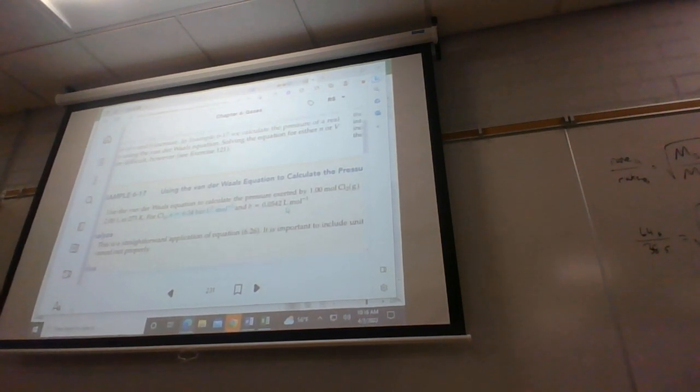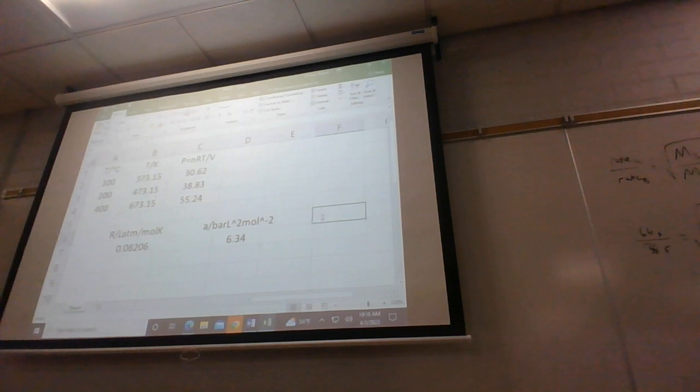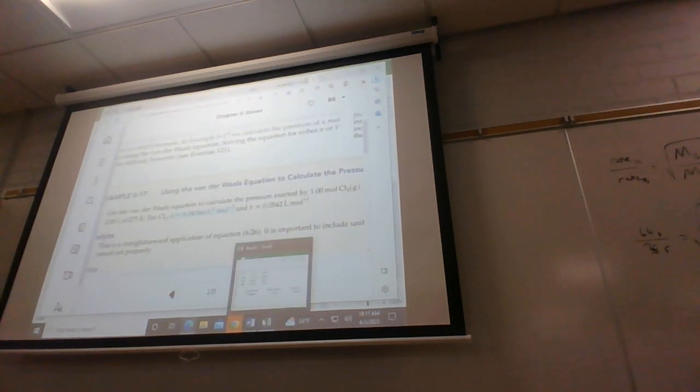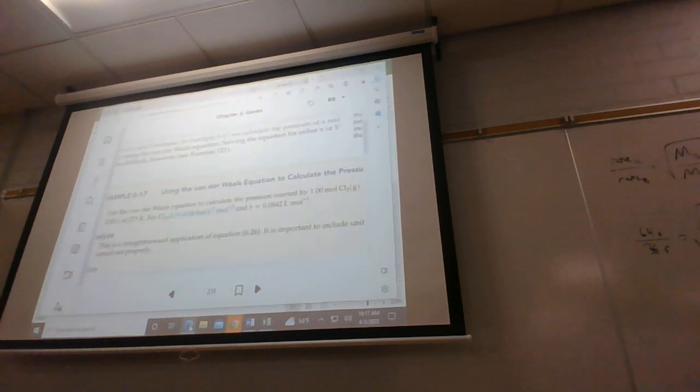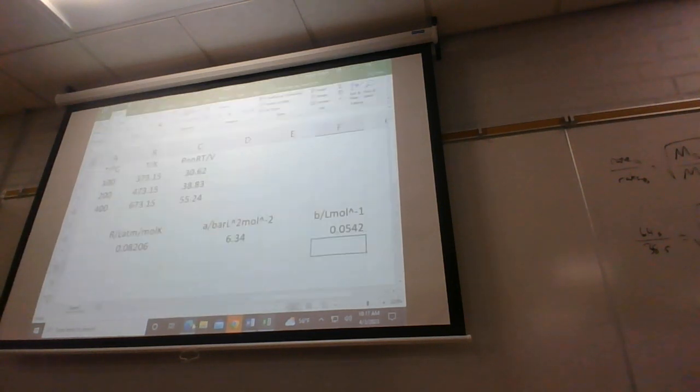All right, B is 0.0542 liters per mole. I'll just do it the same. 0.0542. All right, now I'm going to rearrange the van der Waals equation to solve it in Excel. Do you have to convert the A value to atmospheres? Yeah, we'll do that. We're going to have to convert this to atmospheres because my R is in atmospheres. So I'll do that up here. Or I could do it down here, either way.